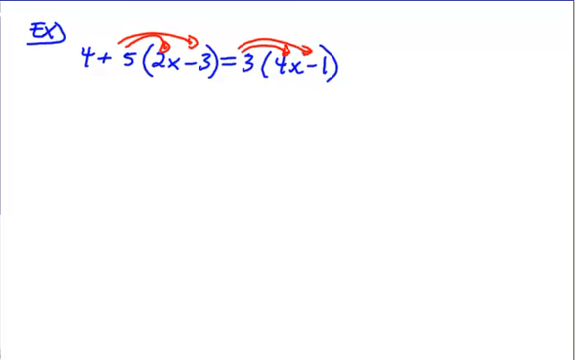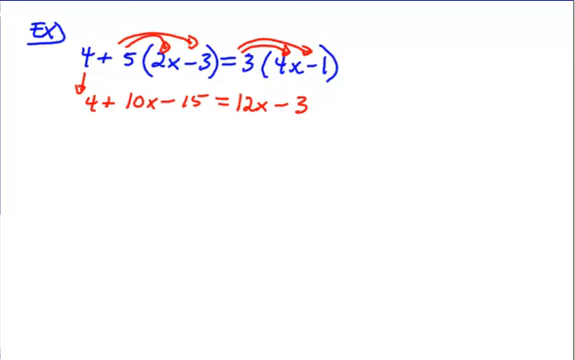Let's see, 5 times 2 gives me 10x. 5 times negative 3, negative 15. I'll bring down my 4. Okay, same thing other side. 3 times 4 sounds like a 12 to me. Let's keep that x on there. 3 times negative 1, negative 3.